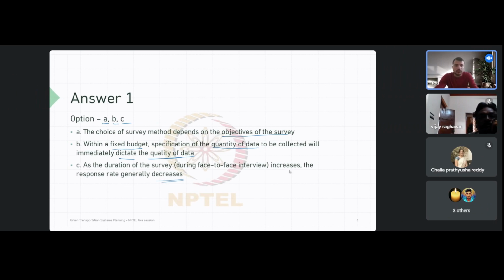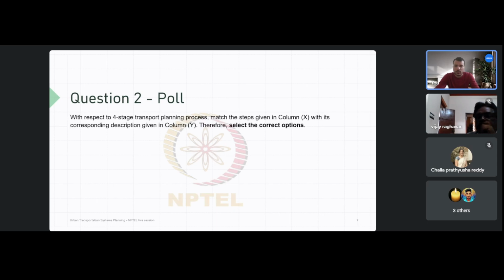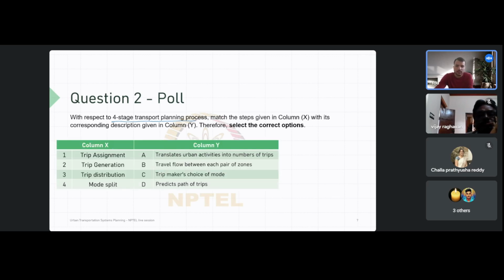So the next question is a poll. I will post a poll in the Gmeet and you can answer it there. You can also answer it in the chat box, that is also fine. Here we are talking about the four-stage transport planning process. There will be two columns given to you, column X and Y. This is the first column, this is the second column. You have been given four rows and you need to select the correct matching options.